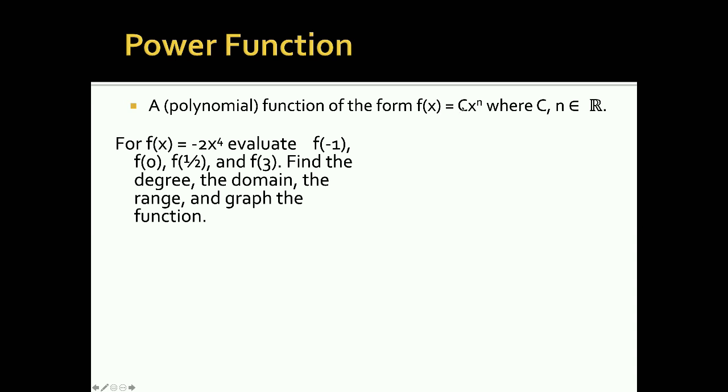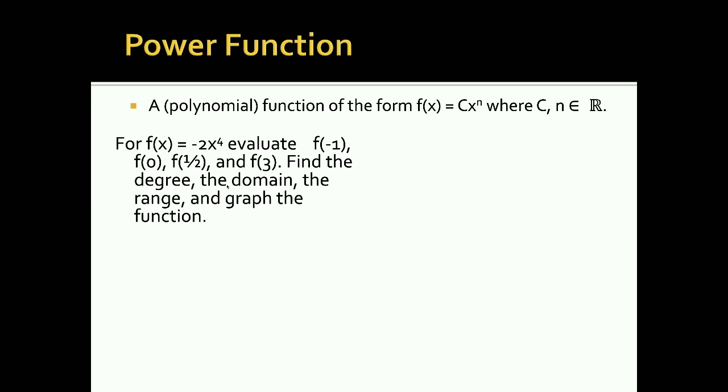Could have a coefficient other than 1, but you just have one term and it's x to a power. So here we have f of x equals negative 2x to the fourth. Evaluate f of negative 1, f of 0, f of a half, and f of 3. So we're going to find those 4 specific points, and then we're going to find the degree, the domain, the range, and the graph of the function.